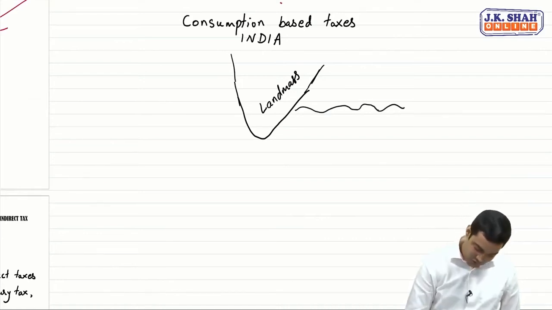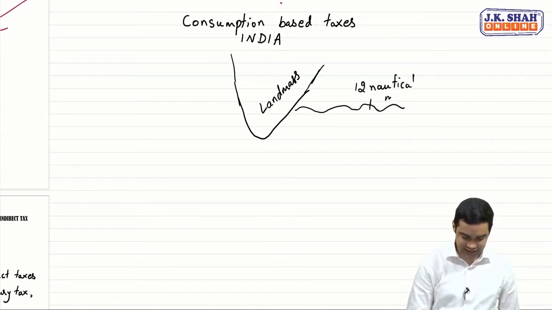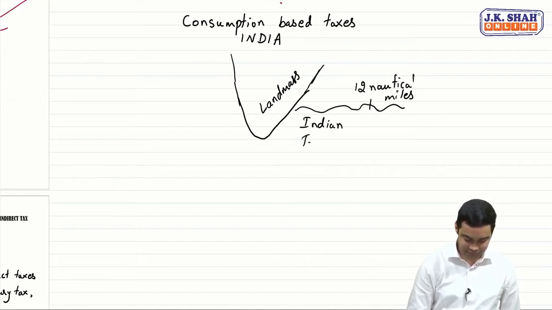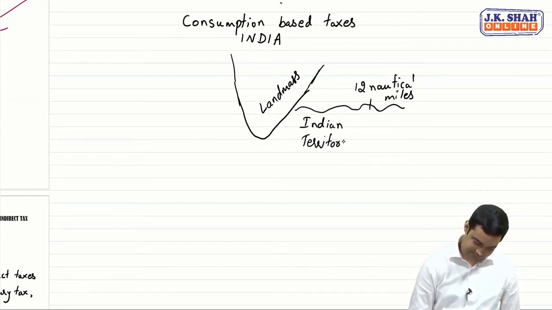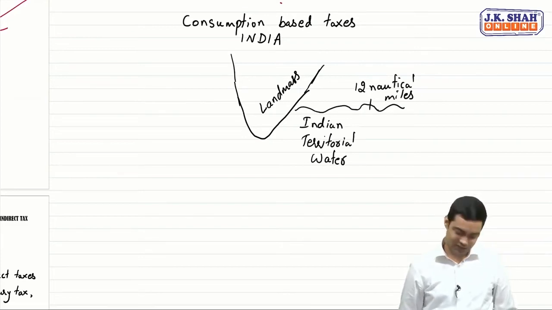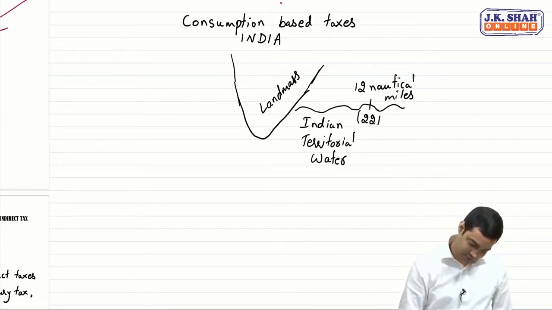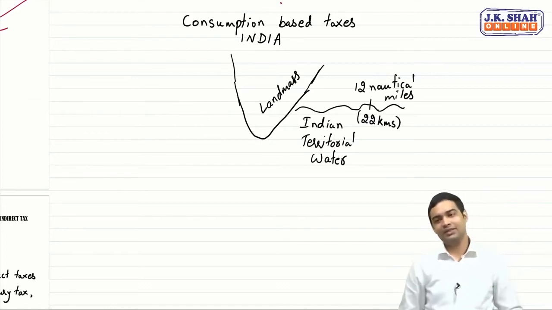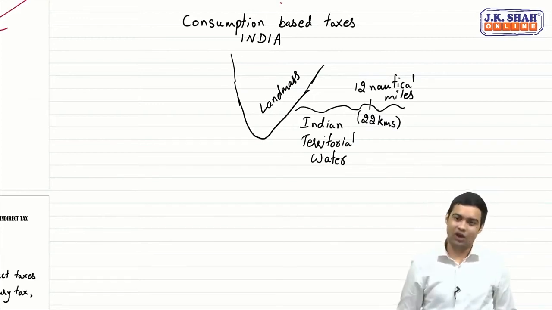Now, up to 12 nautical miles is Indian territorial waters, also known as territorial waters of India. Both mean the same. 12 nautical miles is approximately 22 kilometers. When we measure on road, we measure it based on kilometers. When we measure in sea or ocean, we normally measure in nautical miles. So 12 nautical miles, approximately 22 kilometers, is India.